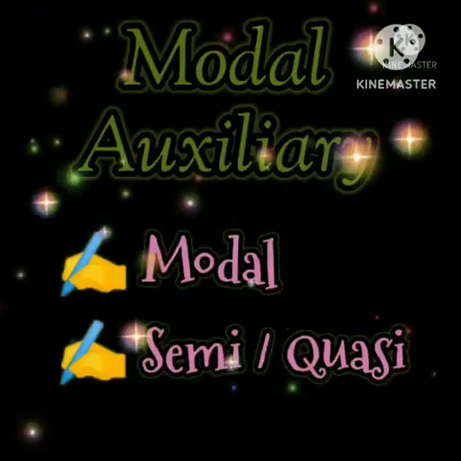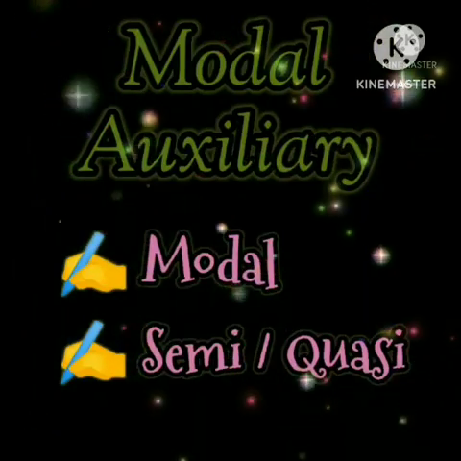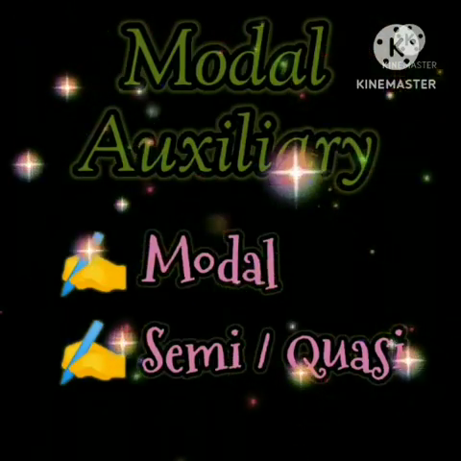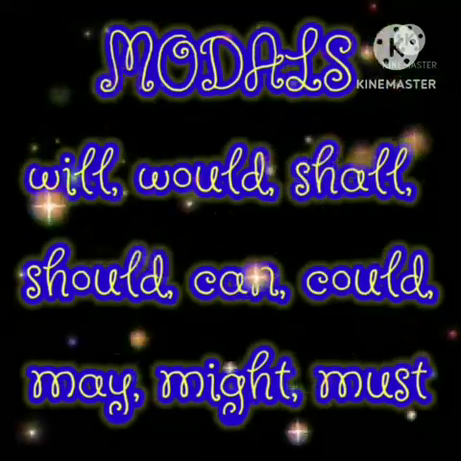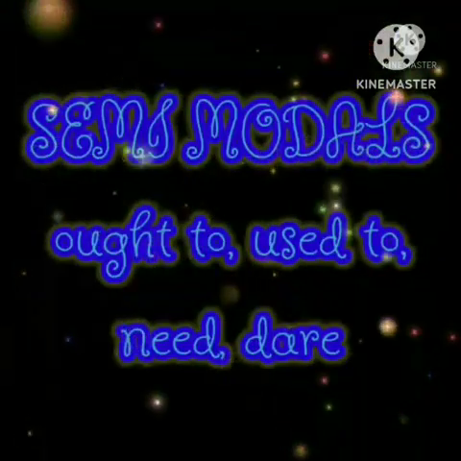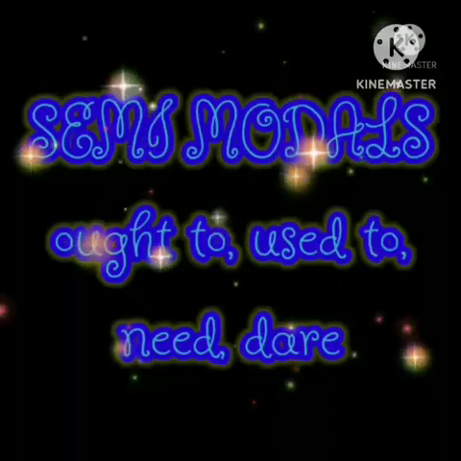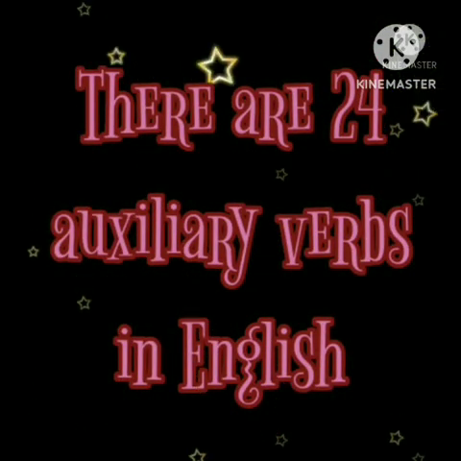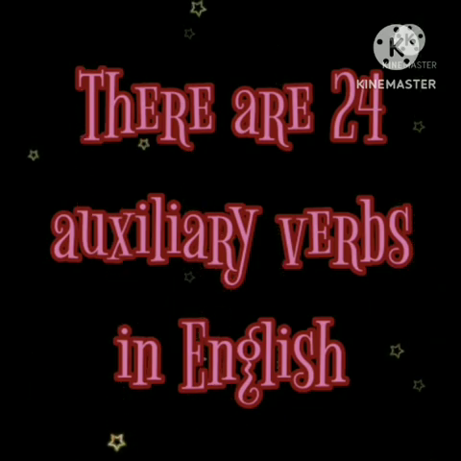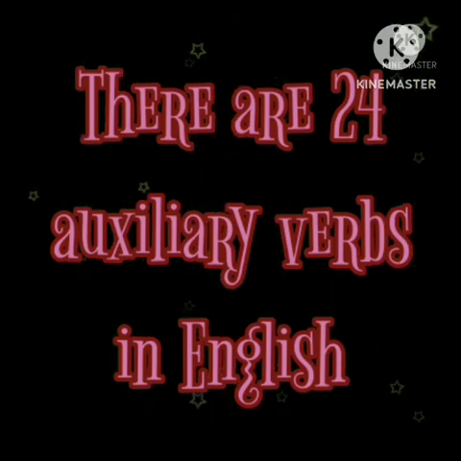Then the modal auxiliaries which can be divided into modals and semi-modals or quasi-modals. Modal auxiliaries are will, would, shall, should, can, could, may, might and must. Semi-modal auxiliaries are ought to, used to, need and dare. So, only 24 auxiliary verbs are there in English language. And we shall see the examples for these auxiliary verbs in the next video.